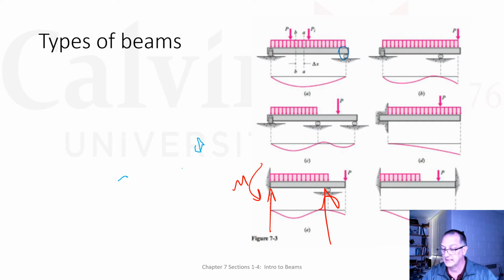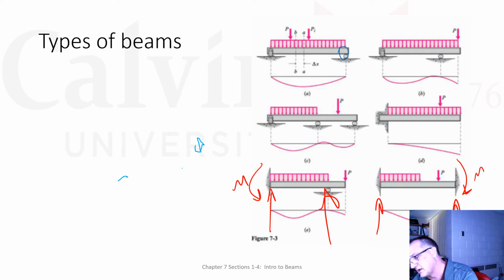And then the last situation is a fixed beam. I've got a situation where I've got a force and a moment, and a force and a moment at the other end. And now I have 4 unknowns to solve, and that creates its own challenges. It's a different statically indeterminate problem.